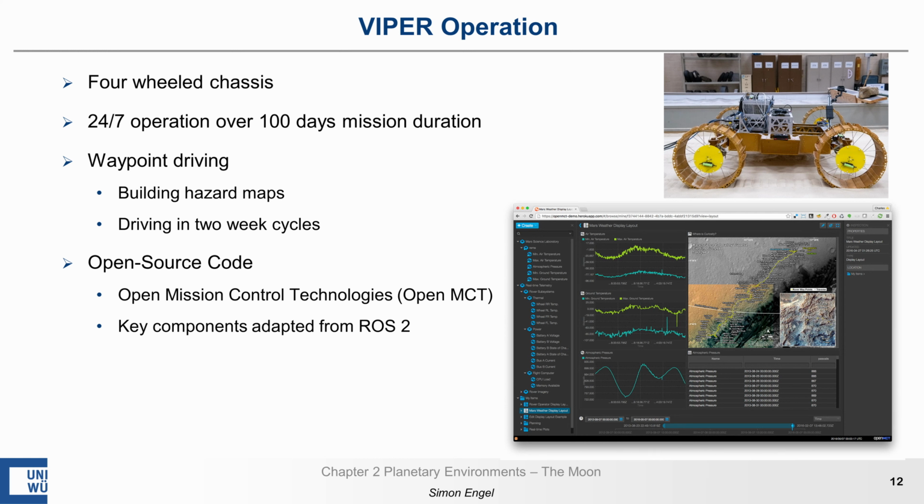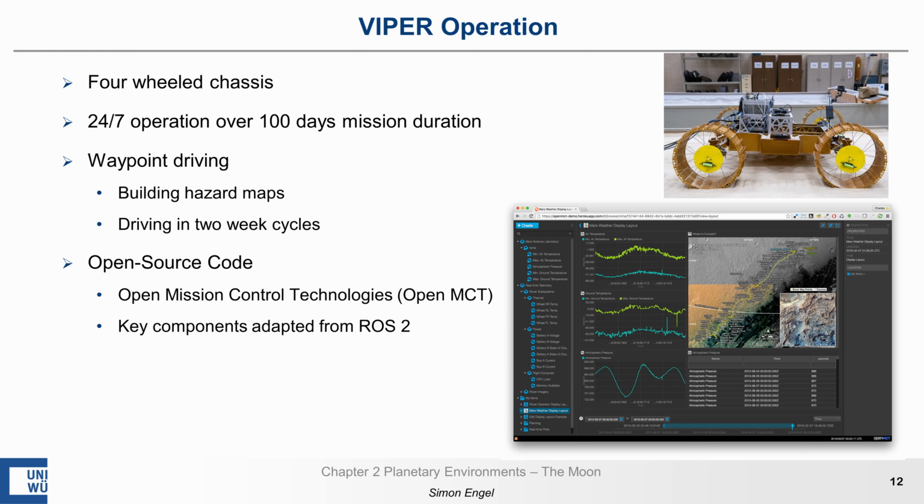When finally on the moon, the Viper rover will be operated 24/7 in 8-hour shifts. The driving is done step by step on a waypoint basis. Every waypoint is chosen by the operators based on what they can see on the images from the hazard cameras of the rover. In this way they can build hazard maps to find a safe course to drive for reaching the next waypoint.